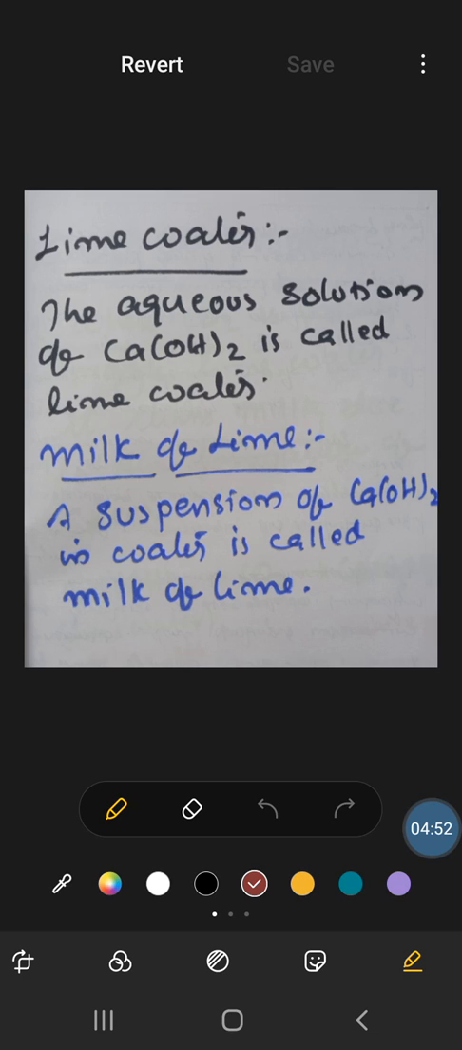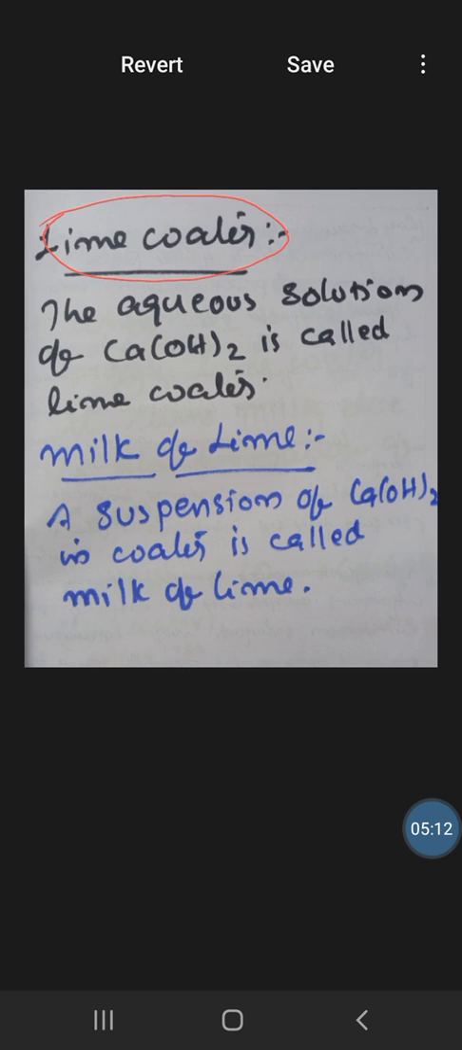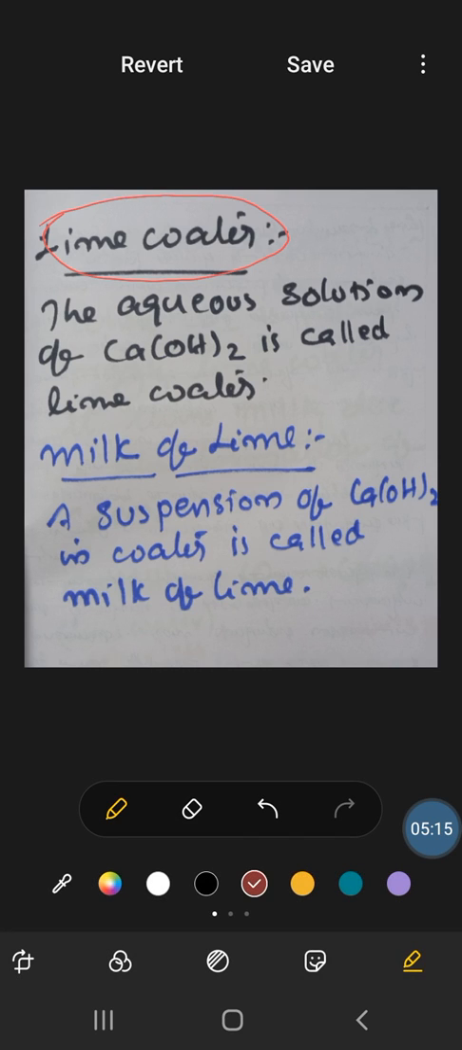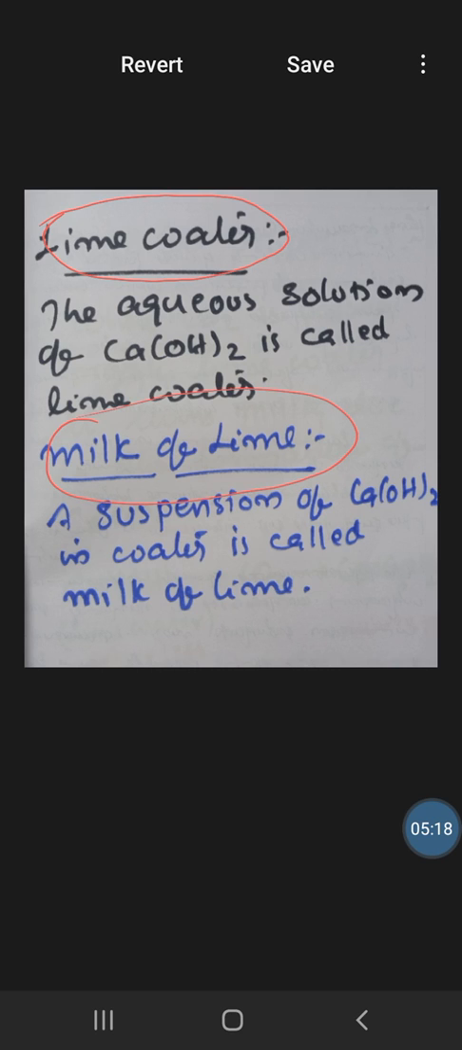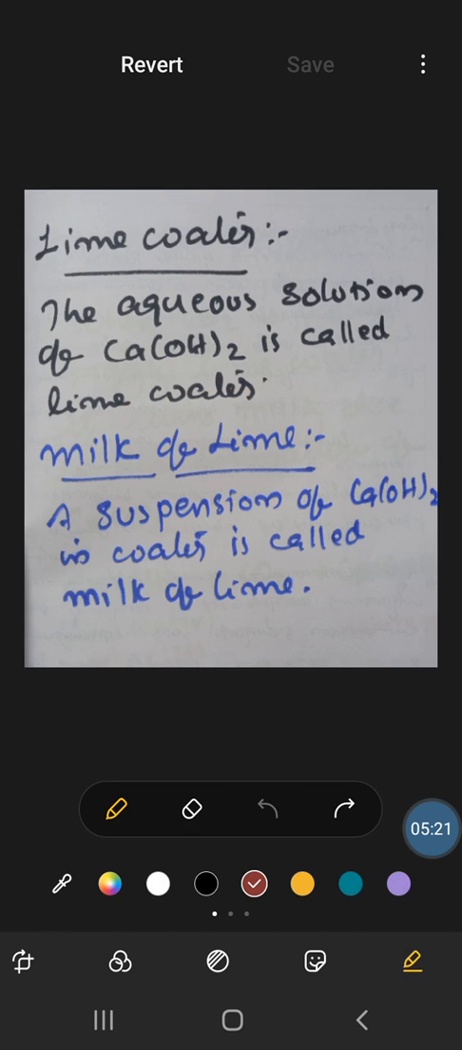Milk of lime. A suspension of calcium hydroxide in water is called milk of lime. Suspension means heterogeneous mixture. So a suspension is heterogeneous in nature. So lime water is a clear solution. It is homogeneous in nature, but milk of lime is cloudy in nature and it is heterogeneous. So note the difference. Lime water means the aqueous solution of calcium hydroxide and milk of lime is a suspension of calcium hydroxide in water.